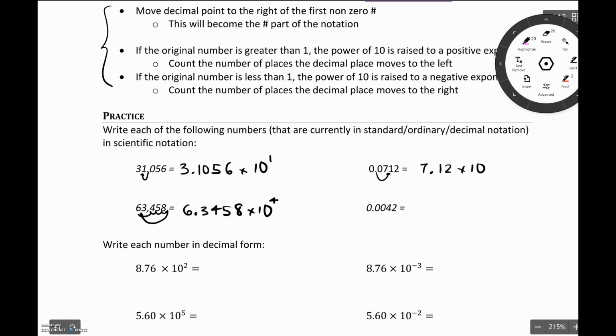Now this is a small number, it's less than 1, so it has to be a negative. How many places did we move it? 2 places, so it becomes negative 2. Okay, this one we moved the decimal point 3 places, so it's going to be a negative 3, so it becomes 4.2 times 10 to the negative 3.